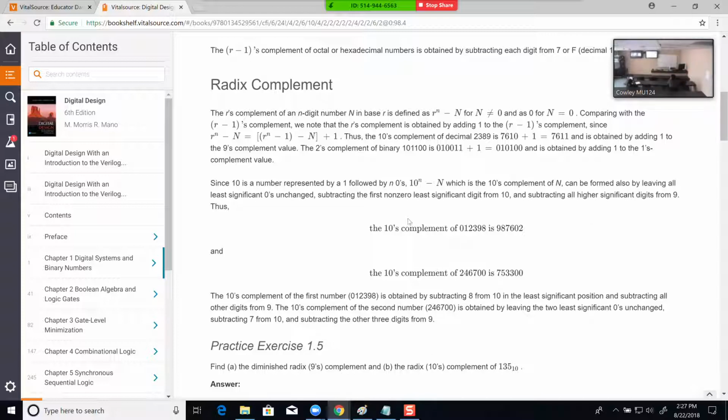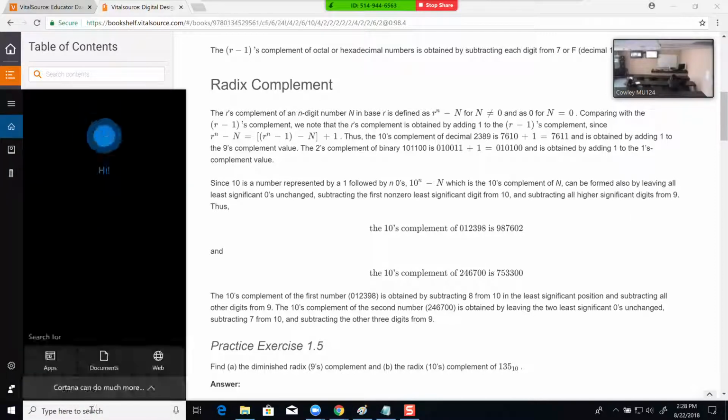Now we're going to have the tens complement here. And it talks about how it can be formed also by leaving all least significant zeros unchanged, subtracting the first non-zero least significant from 10, and subtracting all the higher significant digits from 9. What in the world does that mean?